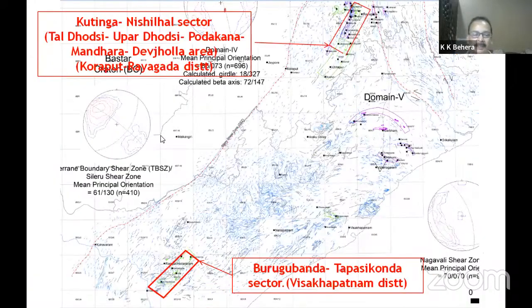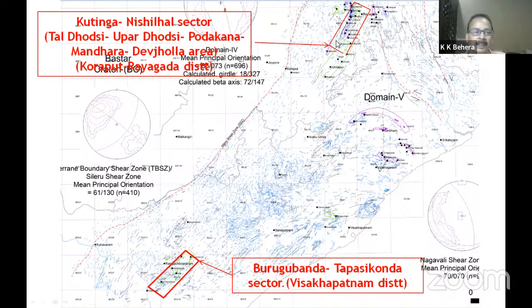Our observation is that there is a huge tract of area between these. This is our northern part. We have Taldosi, Upadosi, Putting and Iskal area, and towards the south we have Burugumanda, Tapasikonda area. If we see the regional structure in this part, it's parallel to our shear zone, and these are the gap areas where exploration for graphite, not all the areas, but starting from one end, we can take up, following the regional structure for graphite exploration in this area.